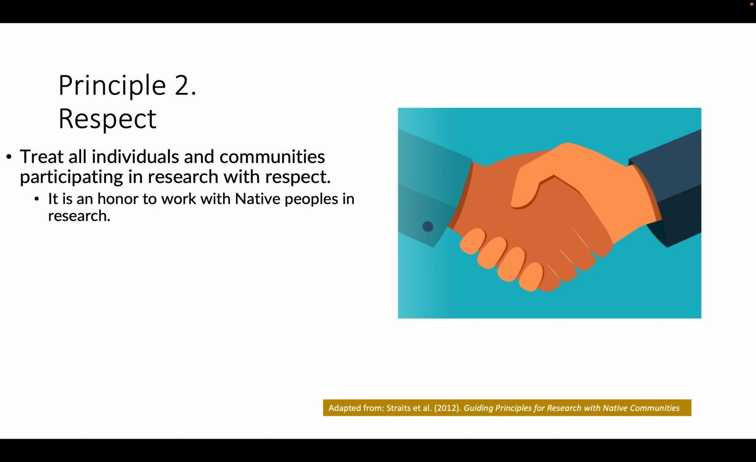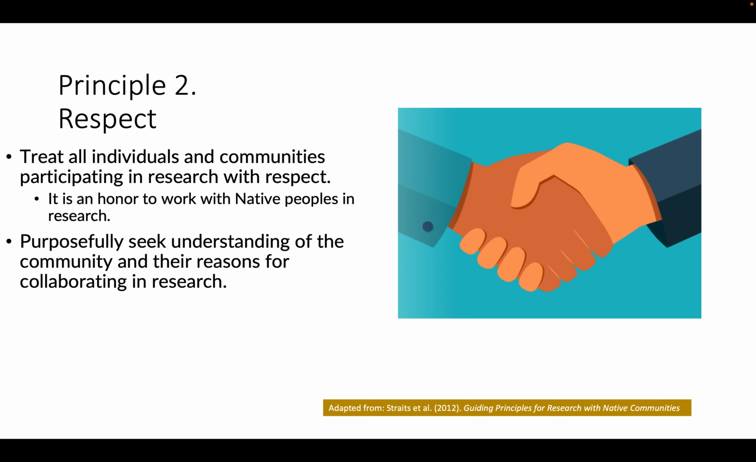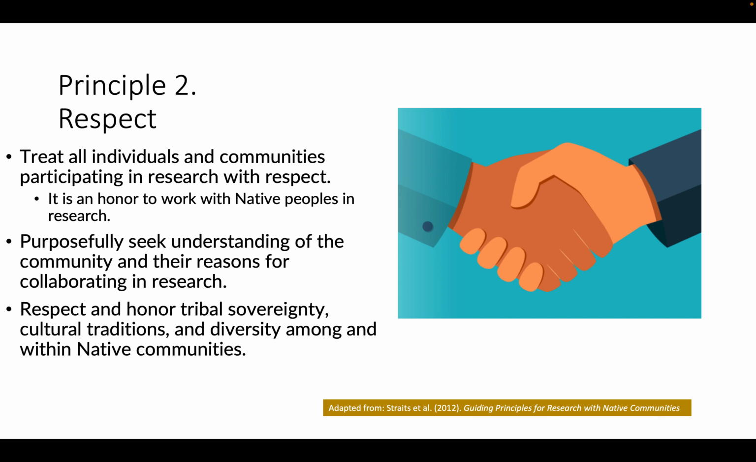Principle 2, treat all individuals and communities participating in research with respect. It is an honor to work with Native peoples in research. Purposefully seek understanding of the community and their reasons for collaborating in research. Respect and honor tribal sovereignty, cultural traditions, and diversity among and within Native communities. Be aware and respectful of existing community protocols.